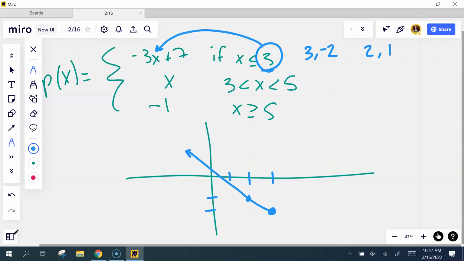Y'all all look at it? Sorry, it's 2. Sorry, like that. There you go.